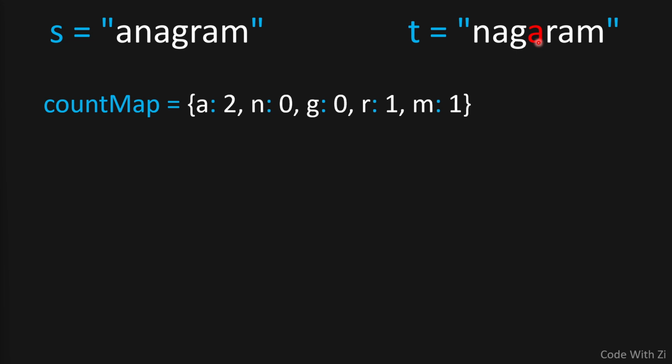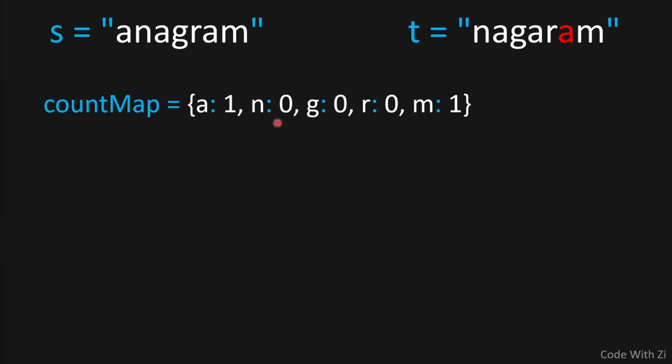Again, we're going to be like, does A exist here? Well, yeah. Is the count greater than 0? It is. So we're just going to decrement it. Simple as that. Then we're going to move on forward. We're going to be like, does R exist? And if it does, is the count greater than 0? Well, yeah. So we're going to just decrement it like so. Then we're gonna reach A again.